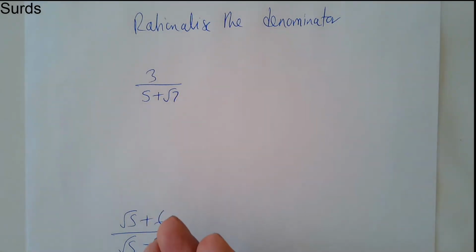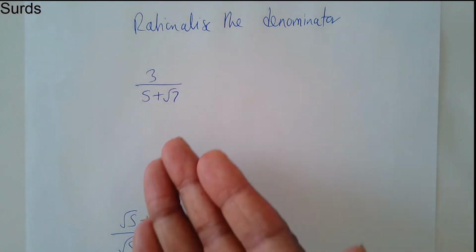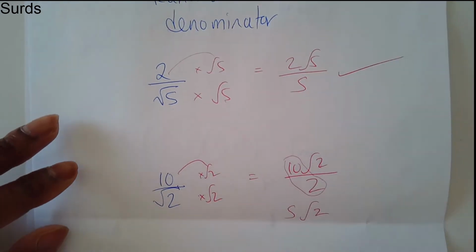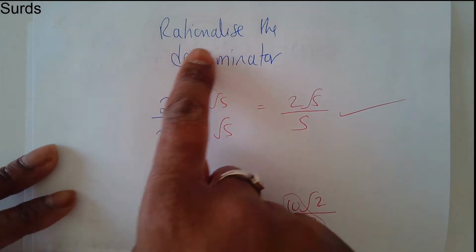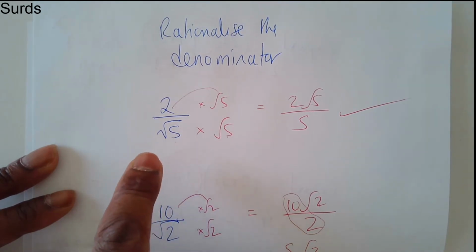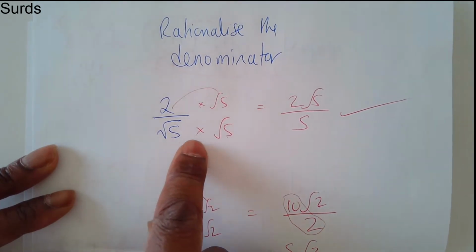These types of questions are rationalizing the denominator. They are slightly more difficult than the ones I did in a previous video. Just to recap, in the previous video, I wanted to rationalize the denominator, which means getting rid of the square root from the denominator.